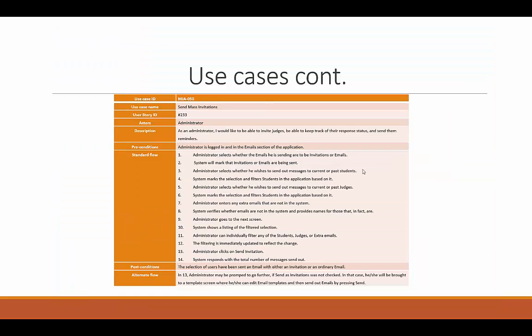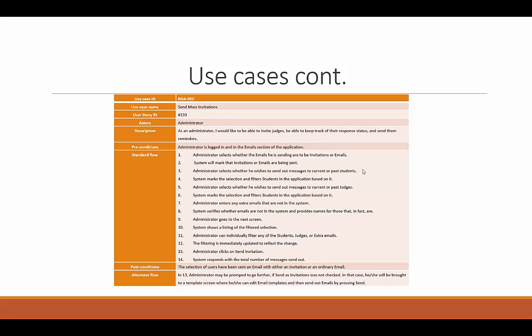Lastly, we have the Send Mass Invitations button use case. This rather complex use case reflects the complexity of sending out the mass invitations in the system. So the administrator selects whether the emails he is sending are to be invitations or emails after he navigates to the email section of the application. The system will mark that the invitations or emails are being sent. Afterwards, this administrator selects whether he wishes to send out messages to current or past students. Afterwards, the system marks the selection and filters students in the application based on his selection.